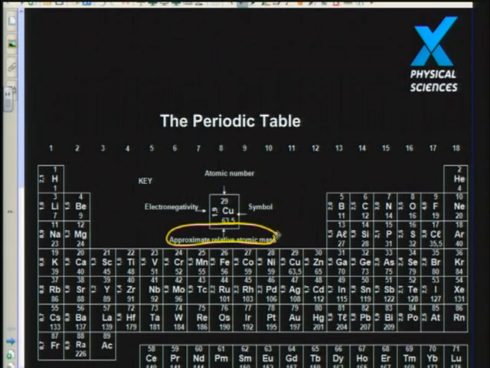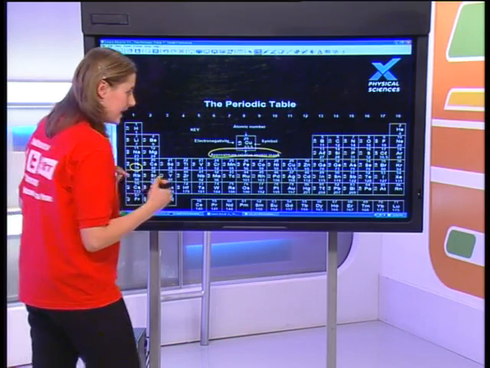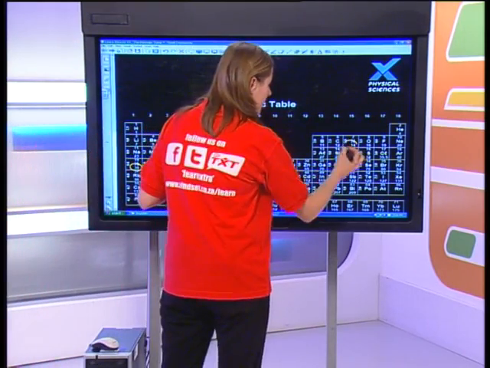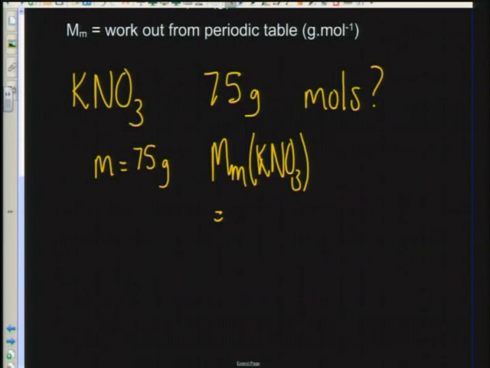It's given at the bottom. Usually they're also given to 2 decimal places, so use whatever decimal places you have got on your periodic table. So I've got potassium 39, I've got nitrogen 14, and I've got oxygen 16. Let's go and use all of those.